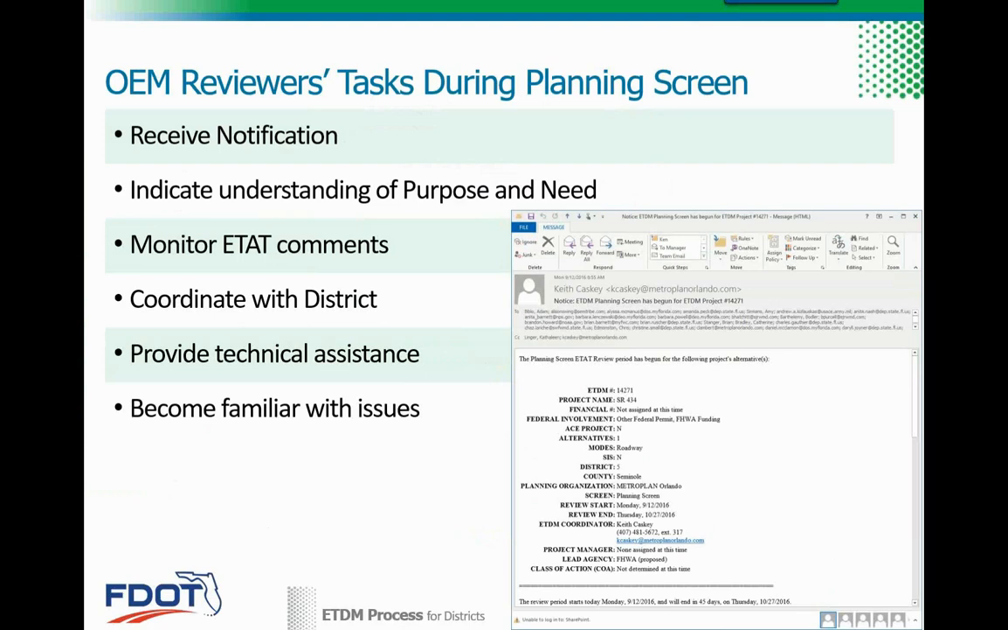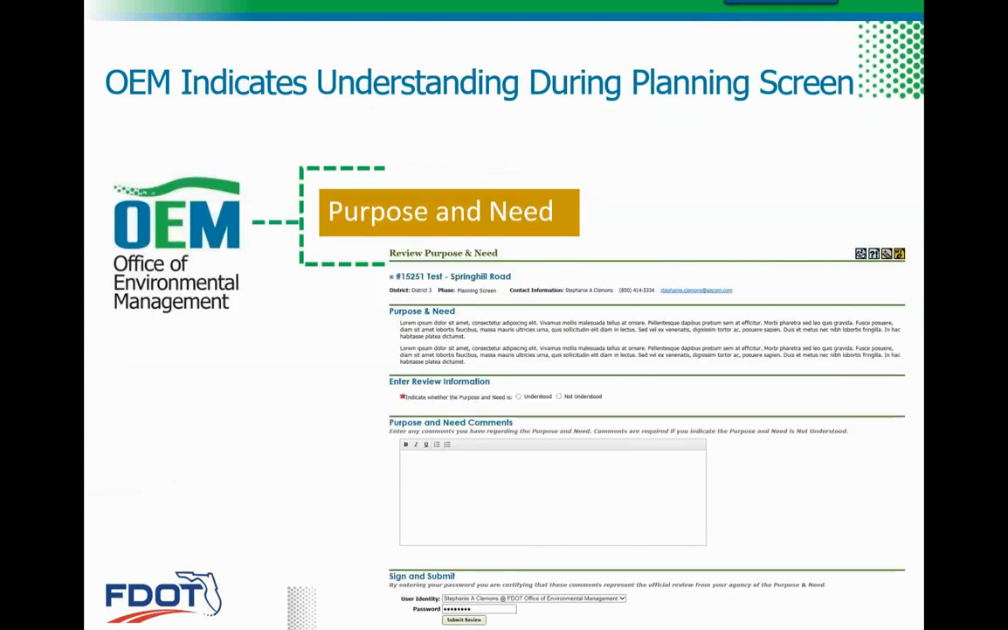When we talk about those OEM reviewers during the planning screen, they receive that notification, they indicate their understanding. You know, they're looking at comments, they coordinate when you guys need. They're here to provide technical assistance as needed, and obviously become familiar with the project itself. This is just a screen capture of the purpose and need. You'll notice at the planning screen, the OEM reviewer will come in and indicate that they understood or not understood. Again, you've already been through the planning screening review, so this should go very quickly.